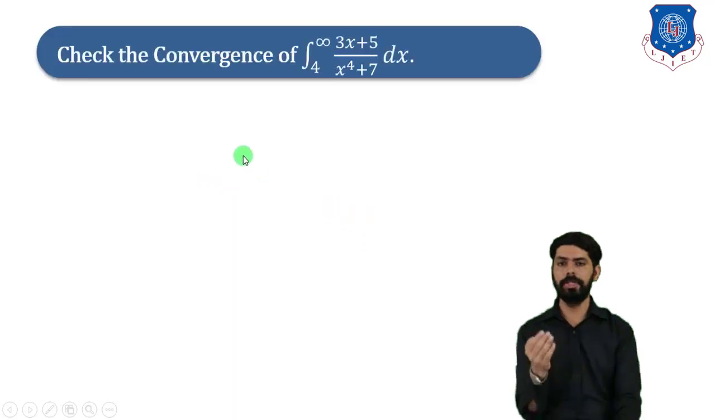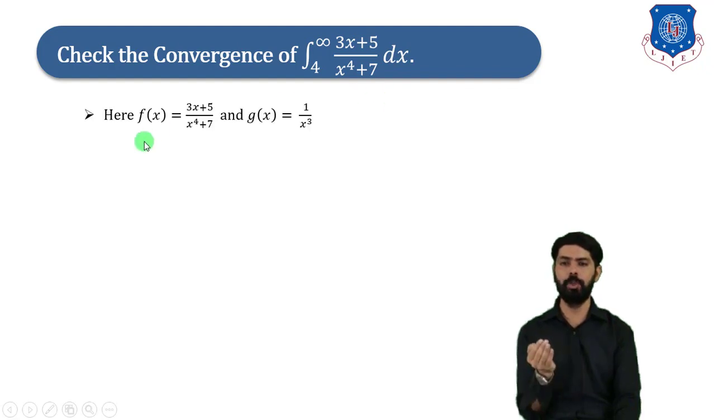Now we will discuss the next example, that is, check the convergence of integration from 4 to infinite of (3x plus 5) divided by (x raised to 4 plus 7) dx. So here f of x is equal to (3x plus 5) divided by (x raised to 4 plus 7) and g of x is equal to 1 divided by x cube. Because here we will take the highest power of x common from numerator as well as from denominator. So here it will be x divided by x raised to 4, so it will be 1 divided by x cube. Therefore g of x is equal to 1 divided by x cube.